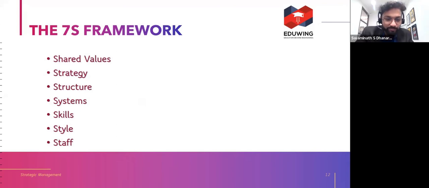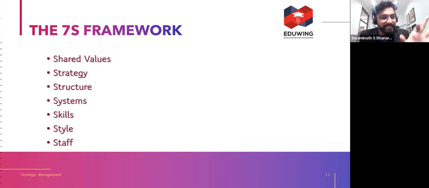I'll type it for you. Strategic fit. The strategic fit is a concept. These seven things: shared values, I told you about values, there must be values. There should be a strategy. There should be a structure to implement the strategy. There are systems to implement the strategy. And there should be skilled people and skills to implement the strategy. There should be a style, it's called organization culture. And there should be staff also. So when these seven things come together inside a framework, that is called a strategic fit.